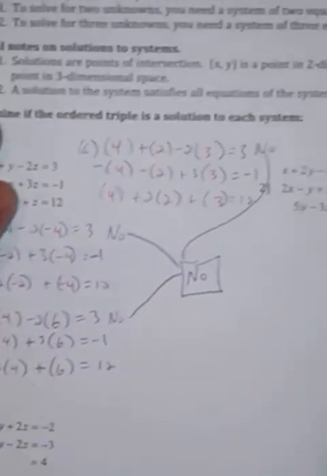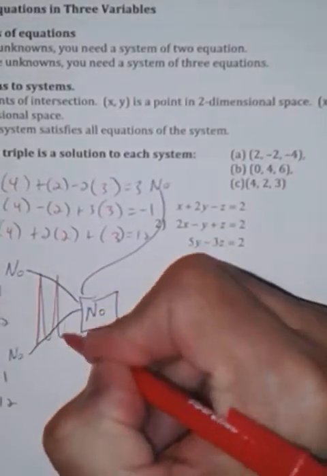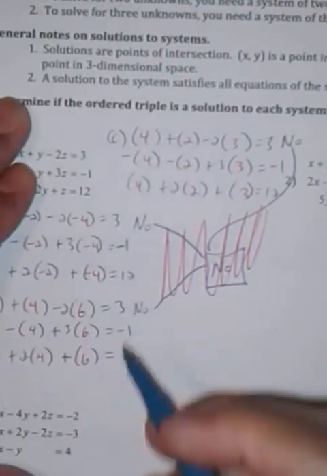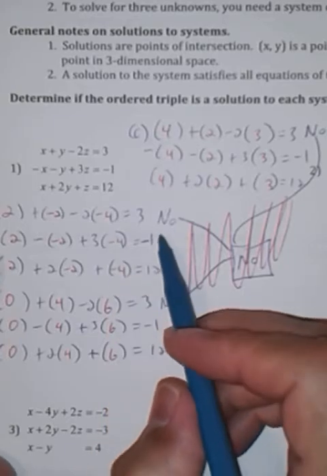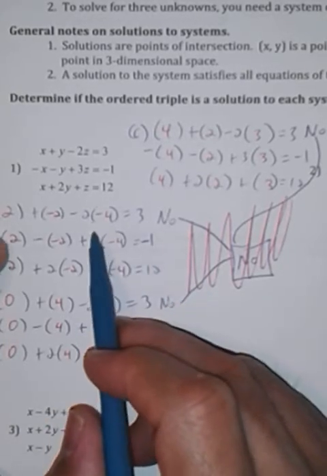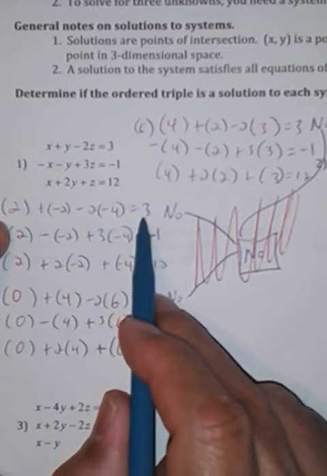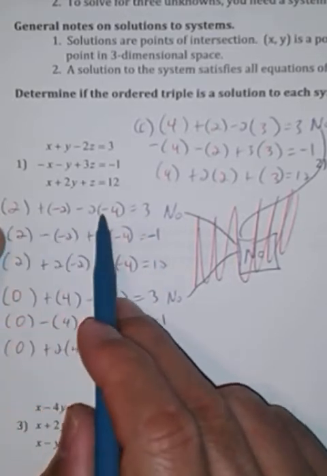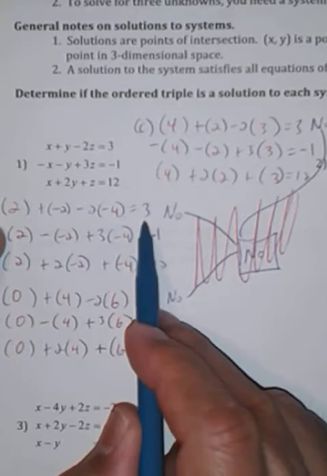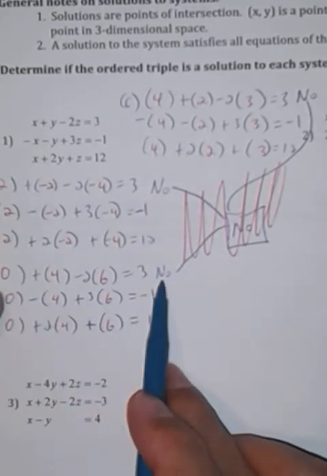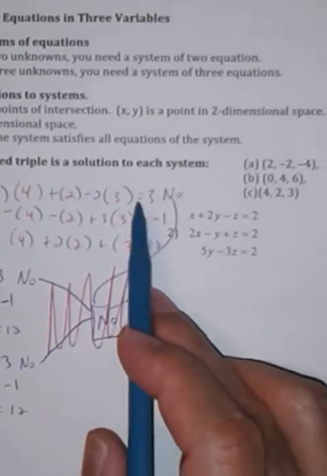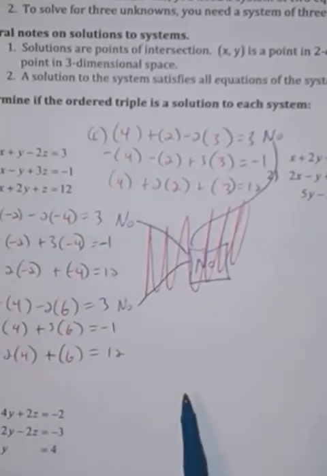In order for it to be a no, at least one of them has to give you a false return, right? Here, on the first one, we already got that it's not a solution. Here on the first one we already got that it's not a solution, and here on the first one we already got that it's not a solution.